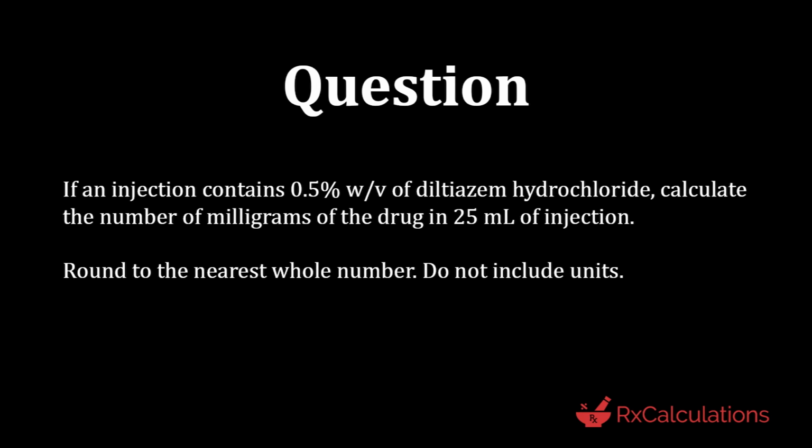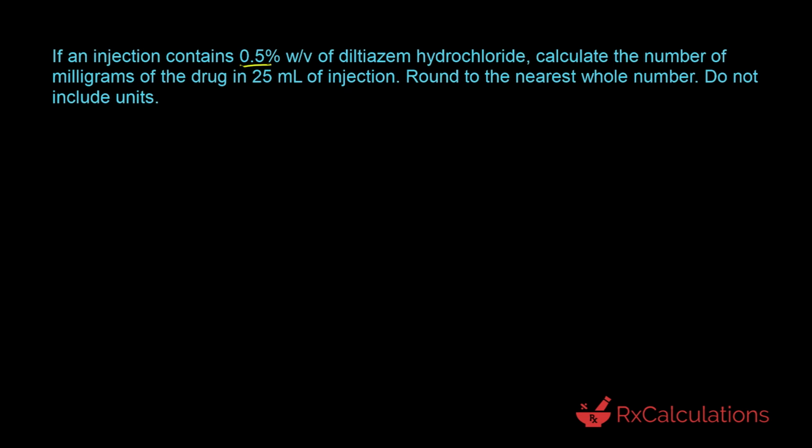So this question says, if an injection contains 0.5% weight by volume diethiazine hydrochloride, calculate the number of milligrams of the drug in 25 milliliters of injection. Round to the nearest whole number. Do not include units. So in this question, we've been given the percentage strength and we've been given a quantity, the 25 milliliters, and the goal is to calculate the number of milligrams of the drug.